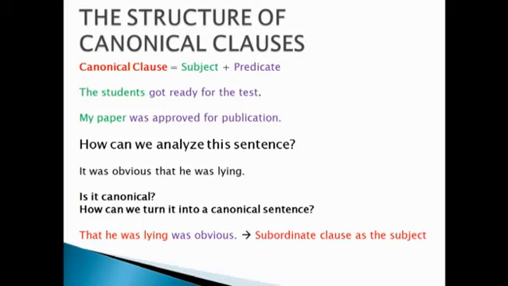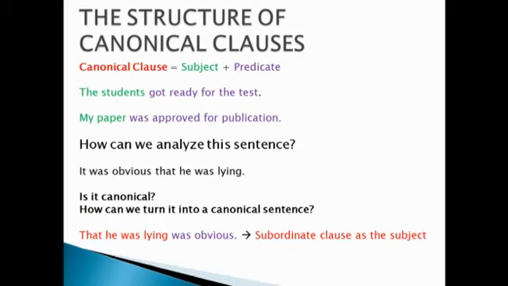Now, when we talk about canonical clauses, we are talking about a very basic and simple structure. It's the subject-predicate structure, like in "The students got ready for the test." The green part is the subject, and the blue part, "got ready for the test," is the predicate. "My paper was approved for publication." Again, we have "my paper" as the subject, and "was approved for publication" as the predicate.